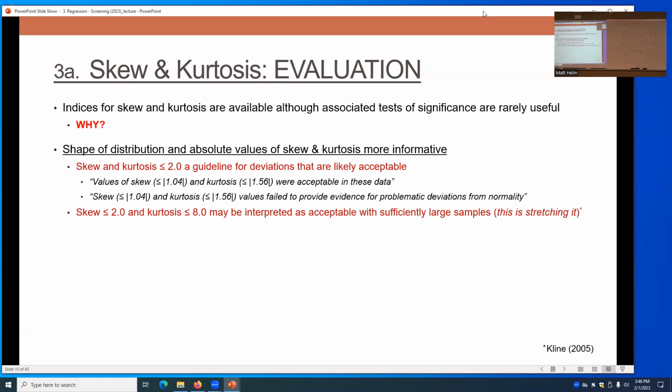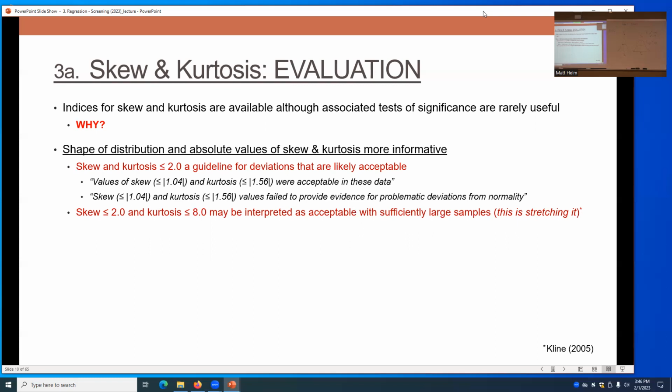What we can do is be careful with our language and say values of skew and kurtosis were generally acceptable within these data, and give actual values. Now, Haley and I might disagree on what's acceptable, but at least I've given you the information to say, this is what I'm calling acceptable, and then we can have a debate about that. Skew and kurtosis values fail to provide evidence for problematic deviations from normality. I'm not saying they're normal. I'm just saying they're not far enough from normal to make me super concerned. Again, I've given the reader information to know what's happening.